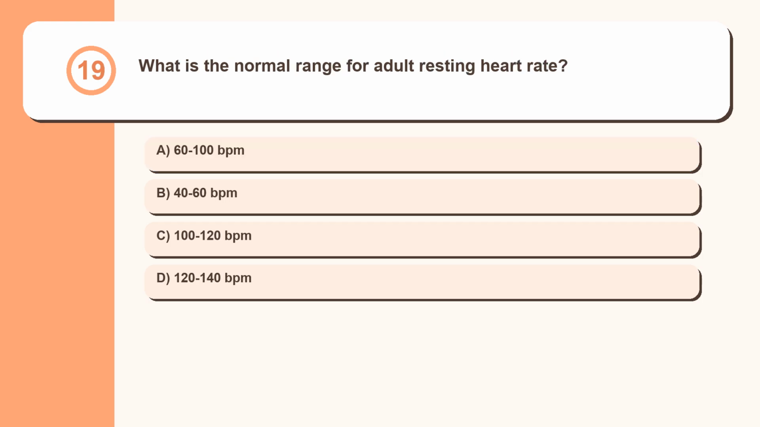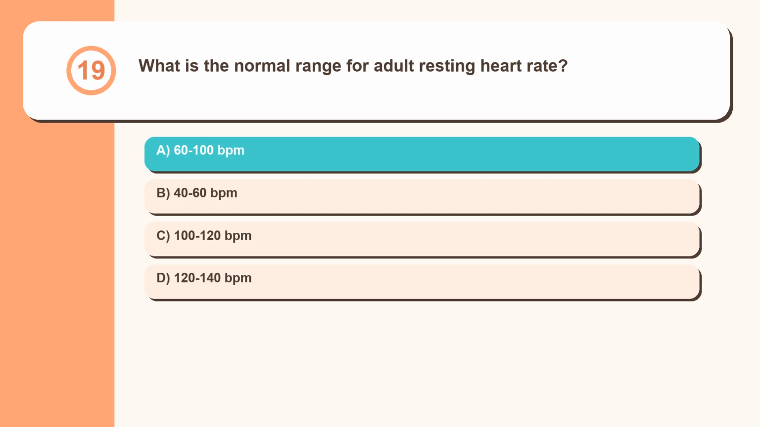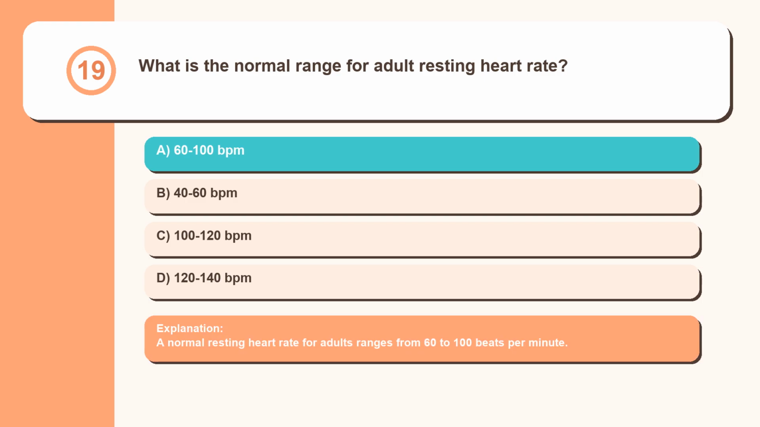Question 19. What is the normal range for adult resting heart rate? 60 to 100 bpm, 40 to 60 bpm, 100 to 120 bpm, 120 to 140 bpm. A normal resting heart rate for adults ranges from 60 to 100 beats per minute.